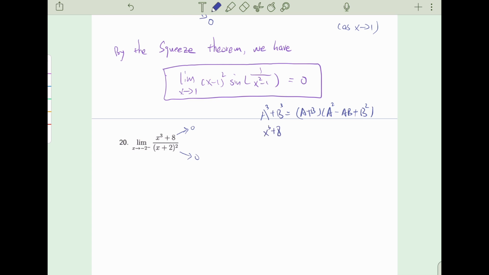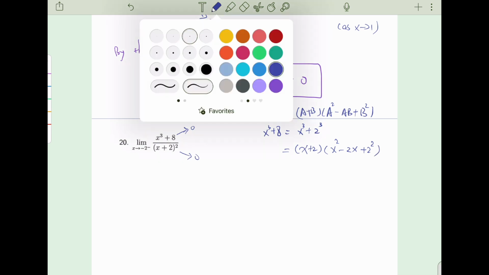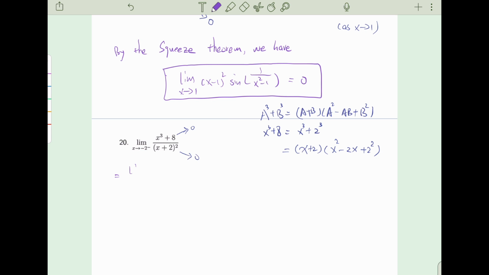And this x cubed plus 8 here can be viewed as x cubed plus 2 to the 3, because 2 to the 3 is equal to 8. Now I apply this formula to decompose this sum into a product: x plus 2 times x squared minus 2x plus 2 squared. Okay? And after that, I am able to find the zero factor, which is x plus 2 on top.